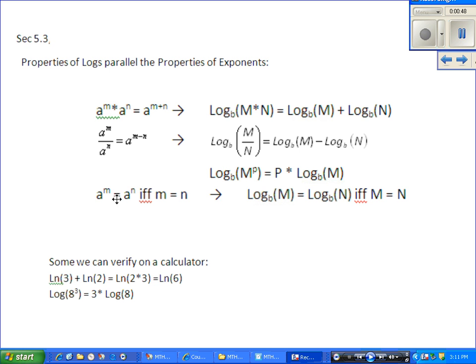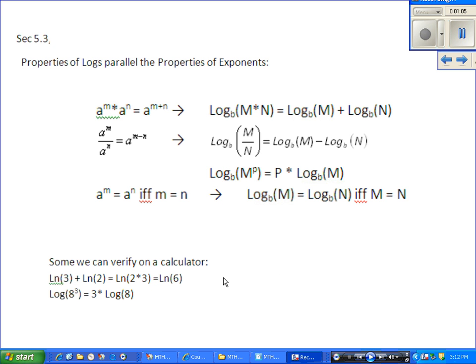If you have two like bases with exponents that are equal, then the exponents have to be equal. And if you have two like logs that are equal, then what's inside the logs has to be equal. IFF stands for if and only if. If this is true, this is true. If this is true, that's true.